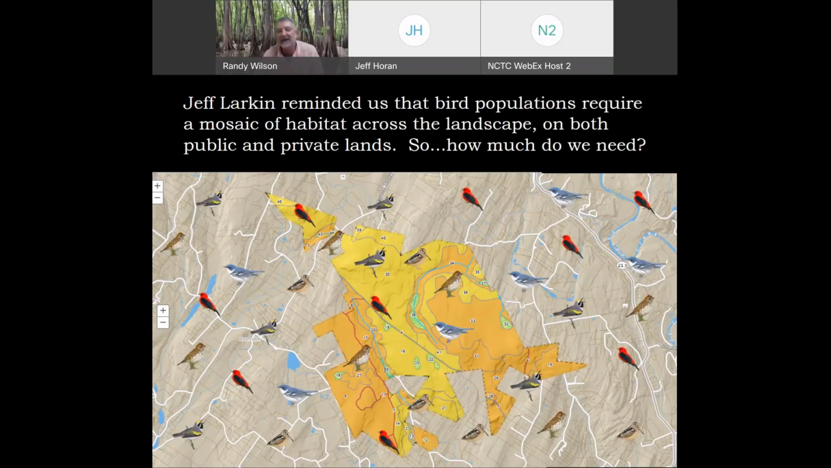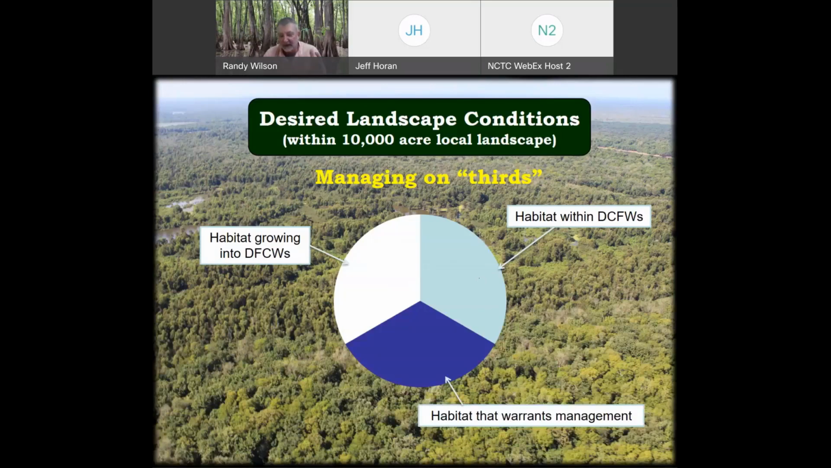Slide. And so the answer that we came up with was looking within a local landscape, and here we define that as like a 10,000 acre block. So basically, we're managing on the rule of thirds, in that within that 10,000 acres, on the average, a third of it should be within desired forest conditions. A third of it should be growing into desired conditions. So a point here is that you don't just cut to desired conditions. You probably need to cut below those to maximize the length of time that you have those good conditions. And then there's another third of the habitat or that landscape that warrants management. So we're managing on this rotational basis, using the rule of thirds to guide us.